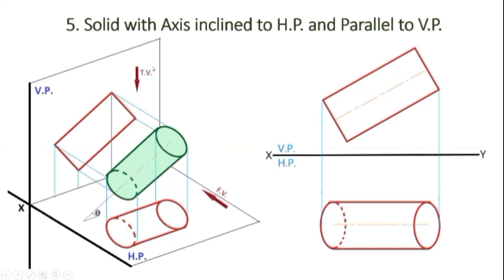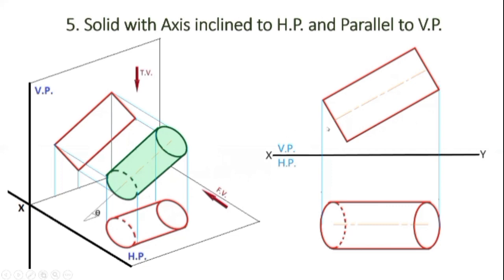Then looking from the top view, we can see this circle is visible from the top view, and since this cylinder is inclined, so the circle will appear as an ellipse. So in the top view, we get an ellipse here. Then this circle will be partially visible. So we can see half of the circle will be visible, and the remaining half will be hidden. So we get the top view in the horizontal plane.